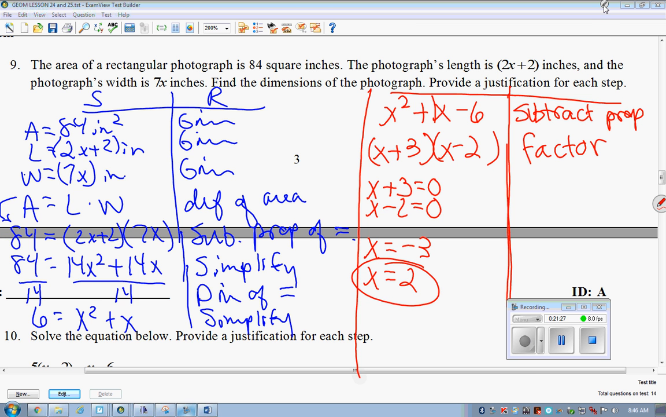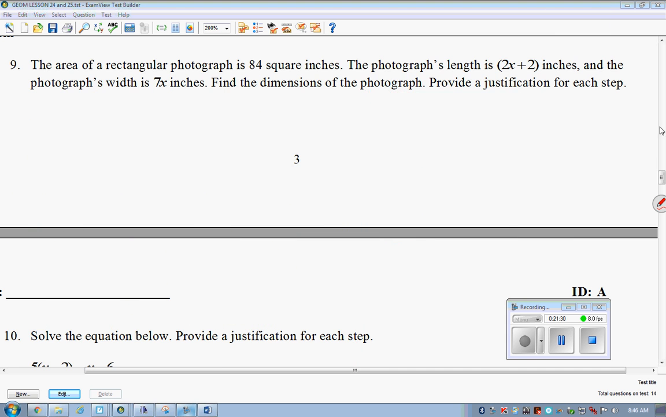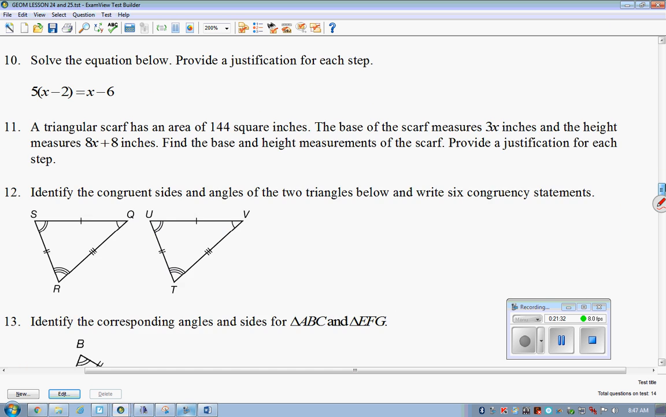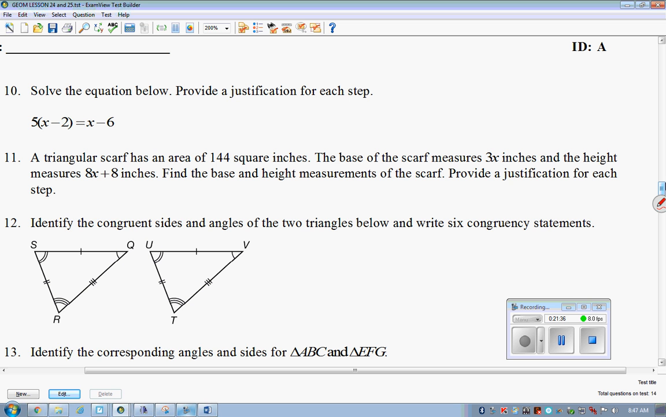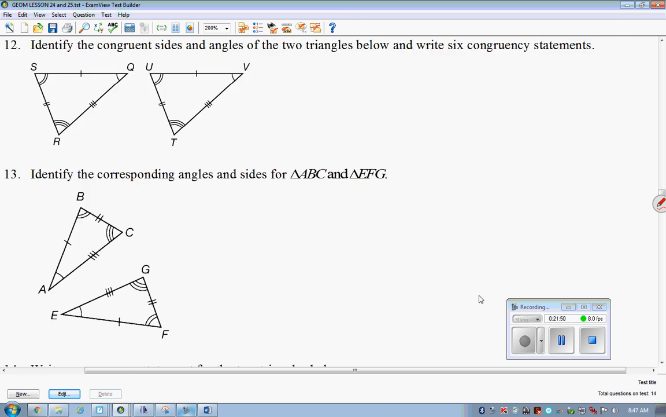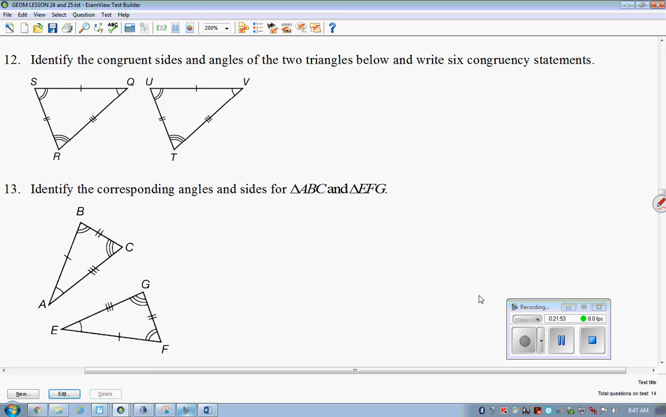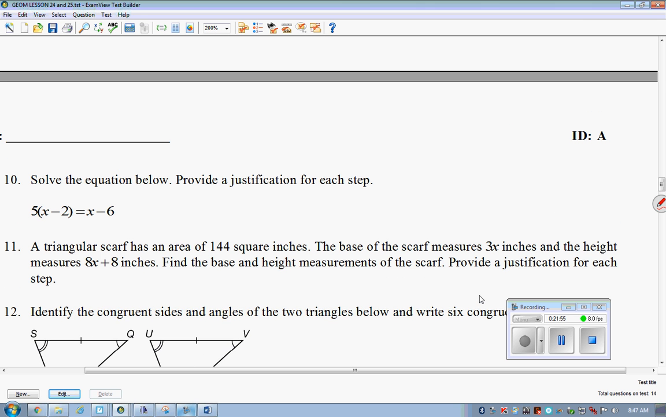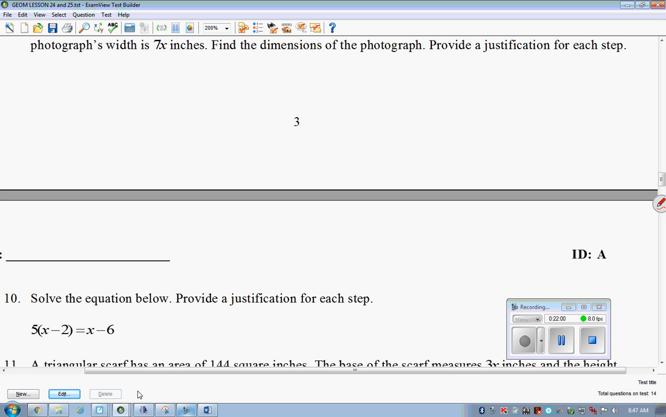There are more questions like this in here. You've got maybe something a little simpler in number 10, where you can simplify on the left-hand side by getting 5x minus 10, then use properties of equality, solving it down for x. The rest of these are congruency statements, so I think number 10 and 11 are your last ones, and I don't think either one is as hard as number 9 was. So we're going to stop there, and that way I can help you guys out if you need it.